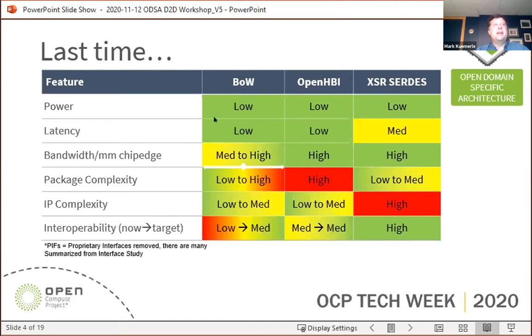of the different interfaces, we can see with the red, yellow, green, right? Where we have red, it points to complexity for an interface. So certainly, where we look at things like a 112 gig XSR SerDes score, that does have a high complexity. It's more work to implement. When you look at OpenHPI, it involves high package complexity because it's generally focused on fine pitch interfaces that would drive advanced packaging.